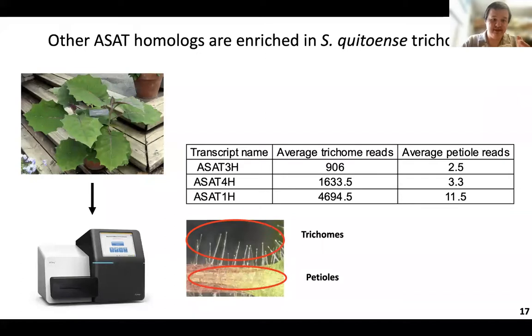Now, all three of these homologs were both expressed and greatly enriched in the trichomes relative to the non-acyl sugar producing petiole tissues. These enzymes use different acyl acceptors, but we're interested in seeing if in fact they're catalyzing these acyl inositol acylating activities.